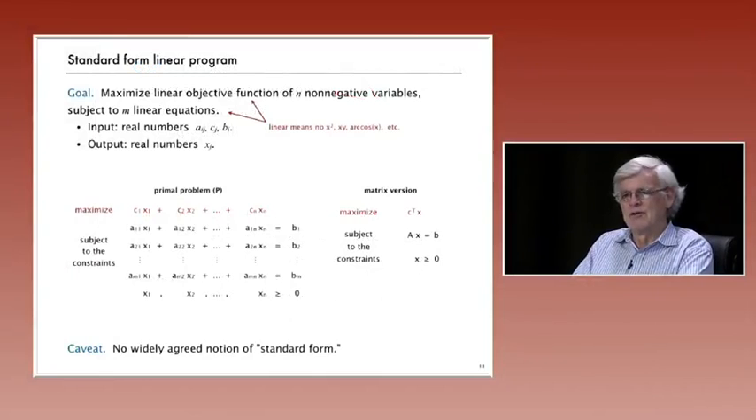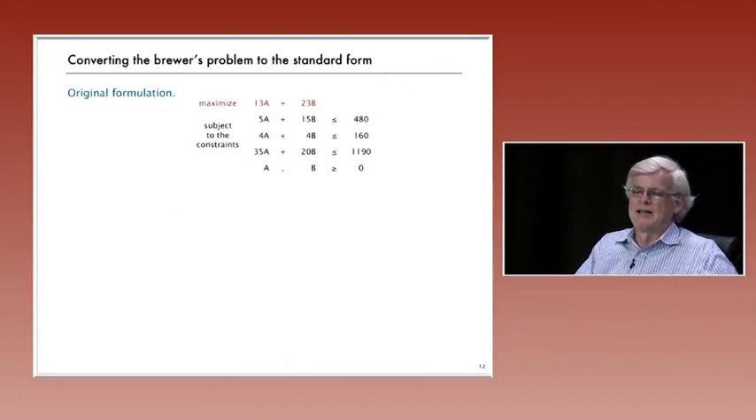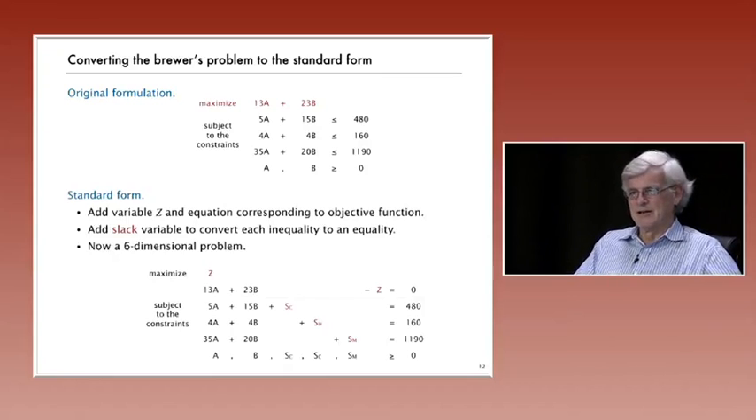So as I mentioned, there's no really widely agreed notion of standard form, so you'll find different standard forms in different contexts usually. Now our Brewer's problem didn't have equalities, it had inequalities. So we have to convert that to the standard form, basically get rid of the inequalities. And it's really easy to do, and once you get used to this idea, we'll use it again later on.